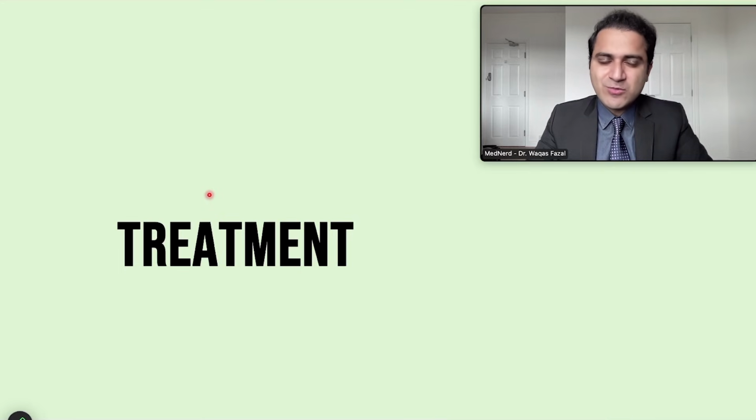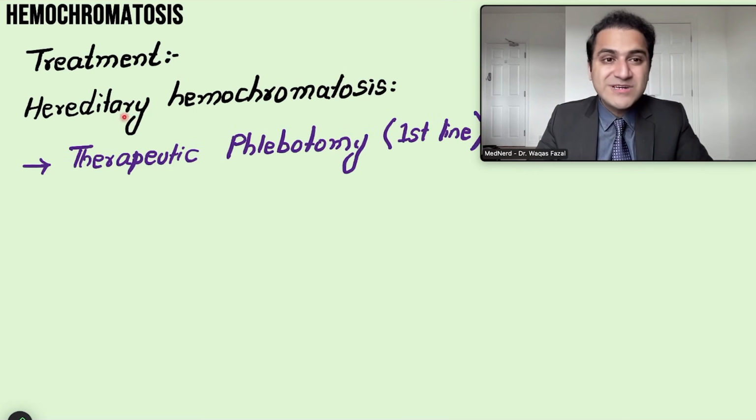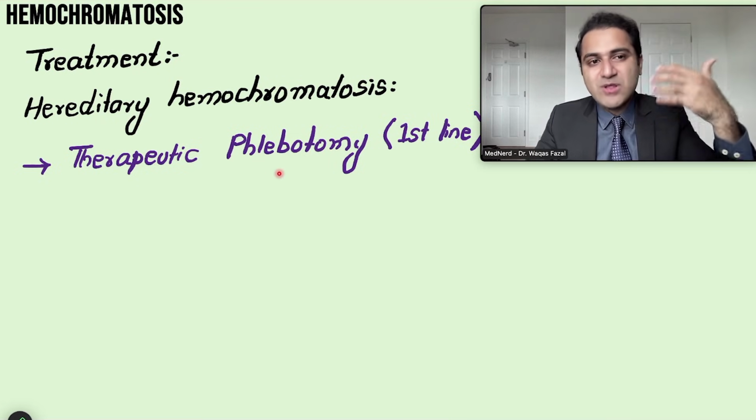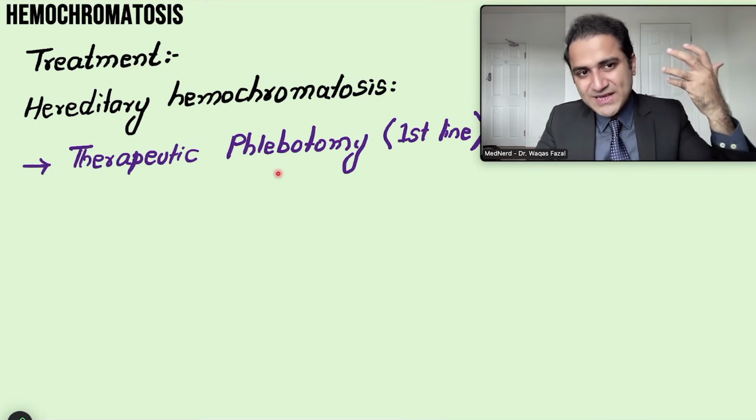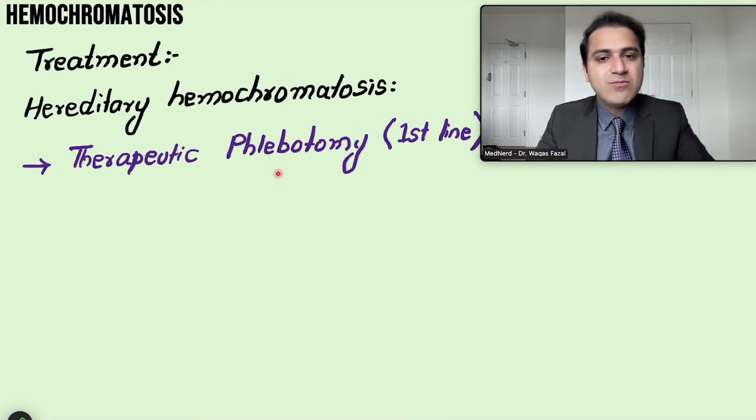For the treatment of hemochromatosis, it depends whether it is primary hemochromatosis or secondary hemochromatosis. In primary hemochromatosis, the first line of treatment is therapeutic phlebotomy. Therapeutic phlebotomy means that you take out the patient's blood because the patient's blood has excess iron. You remove excess iron by removing the blood. That is called therapeutic phlebotomy.